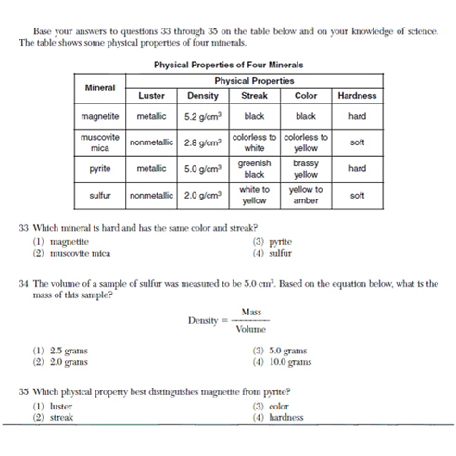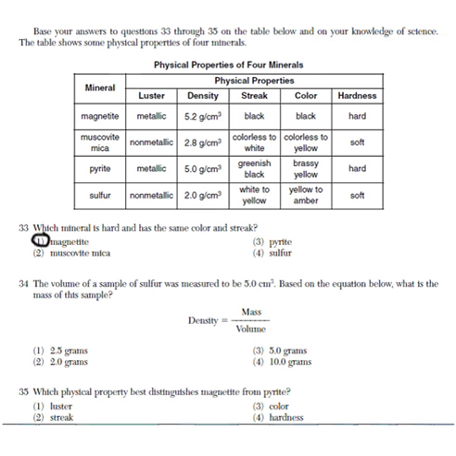Okay, here's another problem that has density in it from the state test. It says base your answers to 33 to 35 on the table below and on your knowledge of science. The table shows some physical properties of 4 minerals. And notice that of the physical properties, density is one of them. So which mineral is hard and has the same color and streak? When I look at the chart here, there's only two that are hard, but the one that's hard that has the same color and streak would be magnetite, black and black, hard.